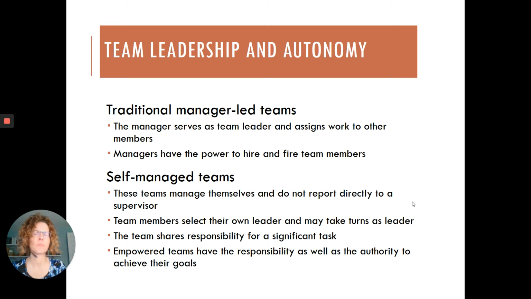They're also on the other end of the spectrum, what we call self-managed teams, where they don't have a manager. They don't need a manager. They manage themselves. So the members of the team choose who's going to lead. This could be ongoing. It could be month to month. It could be meeting to meeting, taking turns. Who's going to be the leader? They share responsibility for some significant task. And they have not only the responsibility, but also the authority. So they can do what they need to do in order to get the job done.